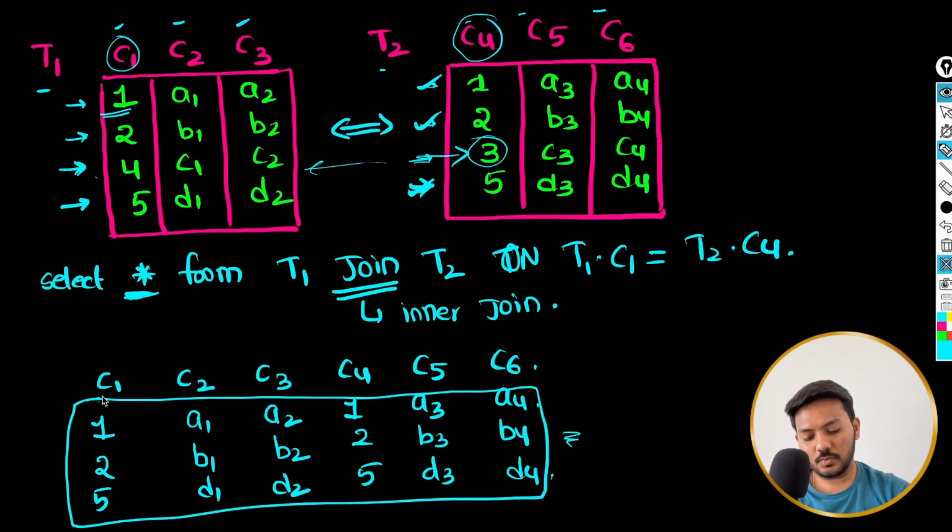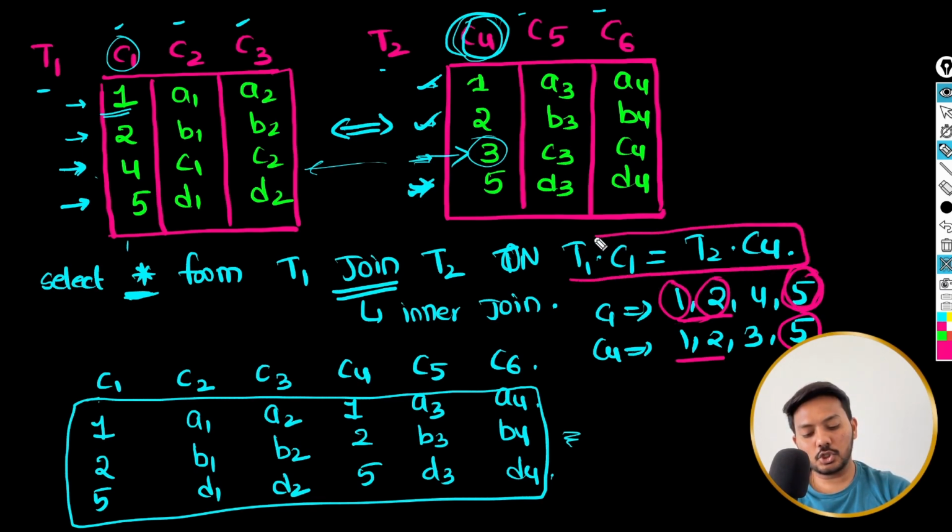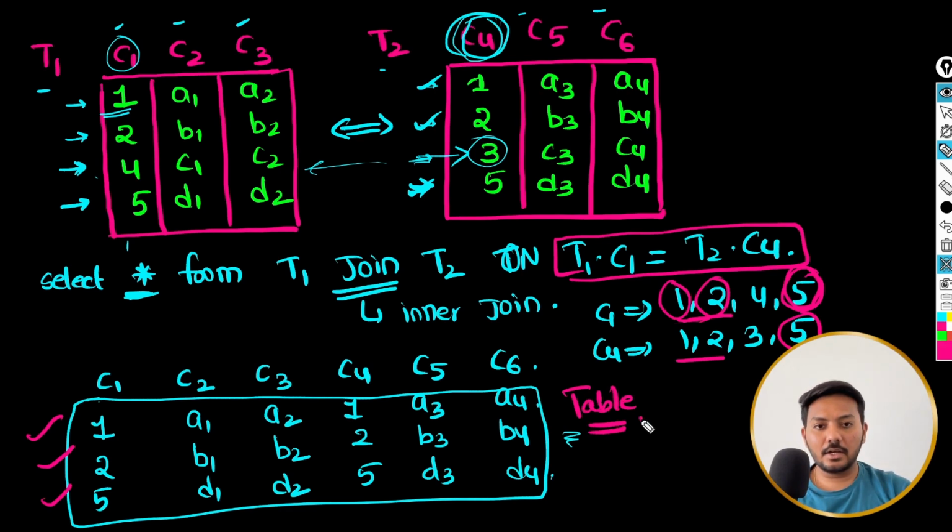So if you look at this one, if I say set of C1, so what are the unique elements in C1? It is 1, 2, 4 and 5. And what are the elements in C4? We have 1, 2, 3 and 5. So when I do an inner join, it is going to give me the records in which we have the common elements, because 1, 2 and 5 are common in both of these tables on which we are doing a join. It is going to return me those values or records in my resultant table. So this is what an inner join is.